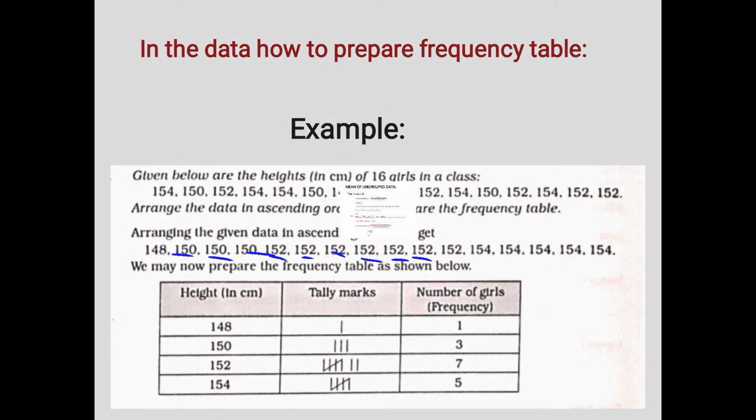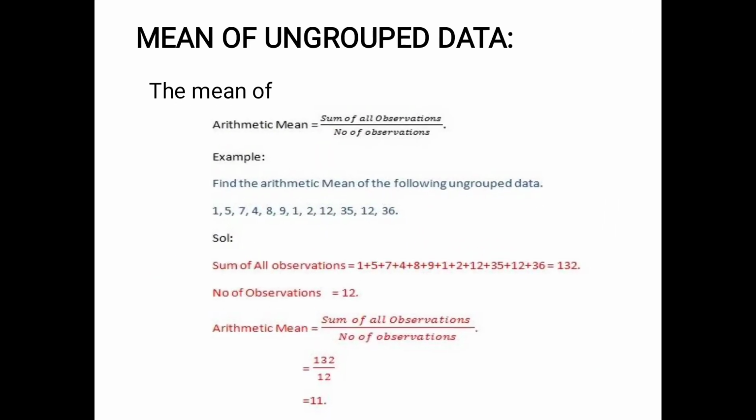Just coming to the next slide. Now we are going to learn that in data we have 3 kinds: mean, median and mode. First we will see the mean, and in the next video we will see median and mode. So how can we find the mean? We have a certain formula to find the mean. The formula is the sum of all observations divided by the number of observations.